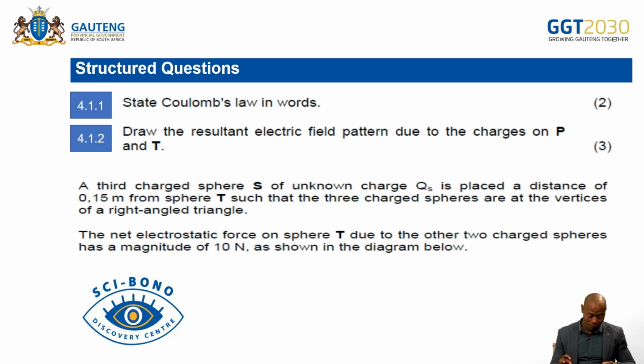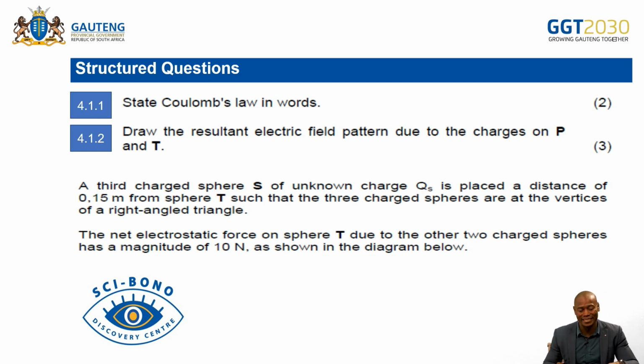Then a third charge sphere S of unknown charge QS is placed at a distance of 0.15 meters from the sphere T, such that the three charge spheres are at the vertices of a right-angled triangle. The net electrostatic force on sphere T due to the other two charge spheres has a magnitude of 10 newtons, as shown in the diagram below.